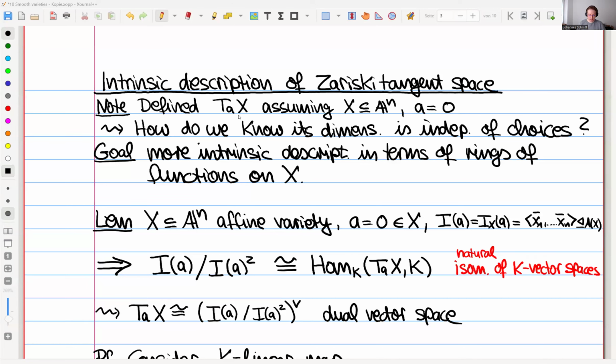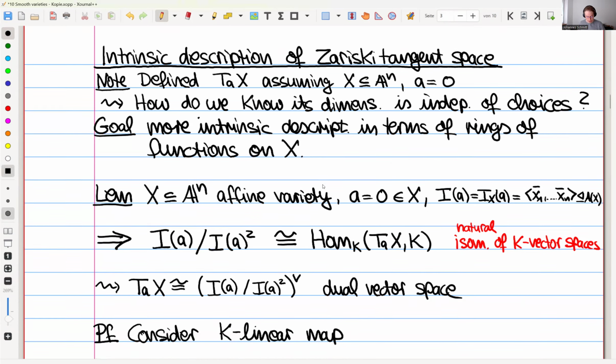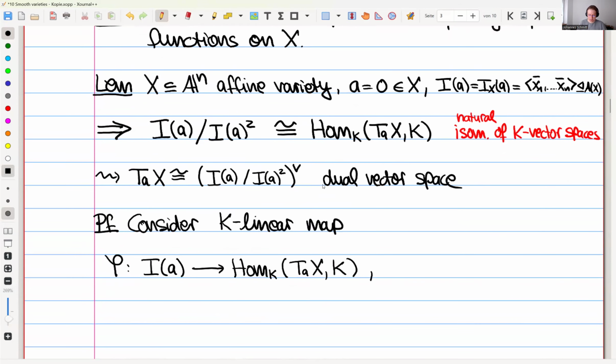So we want to have a more intrinsic description of this in terms of functions on the variety X. The next lemma is the first step in this direction. If we're still in the situation where X is affine and A is the origin, then we can look at I(A), which we also called I_X(A), inside the coordinate ring A(X). It is the ideal generated by the coordinate functions, because these cut out this point A, the origin.